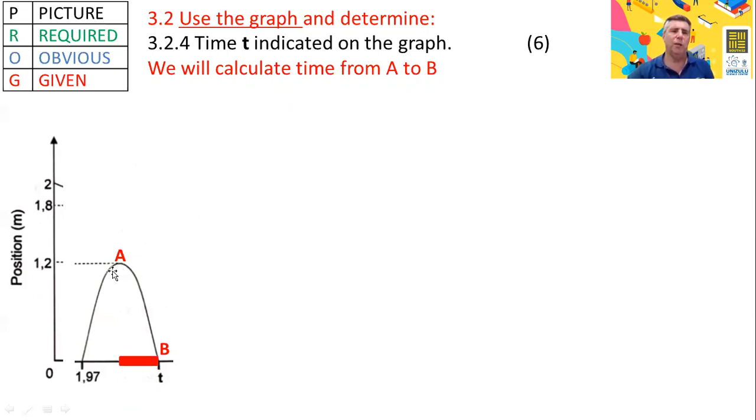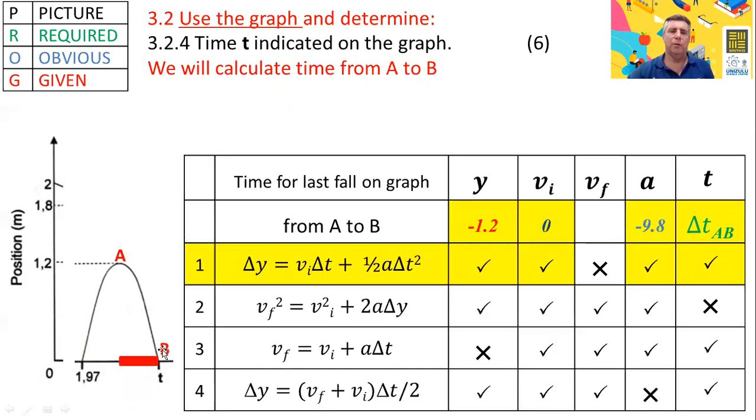So our picture is really just based on the graph. And what we're looking for is the time T on the graph. So that's what's required. And we're going to look initially for delta t AB and then use that to find the actual time. What's obvious, because we're starting from the top of the rise, is that initial velocity is 0 and acceleration is minus 9.8 meters per second squared. Now, please notice our position from A to B is minus 1.2 because it's falling from the starting point.